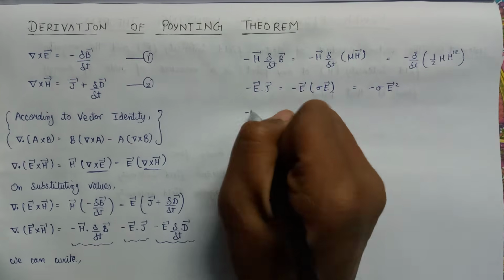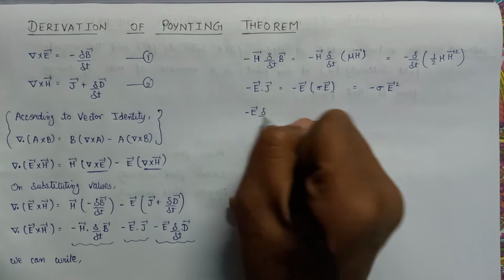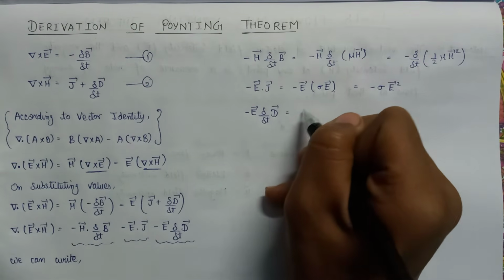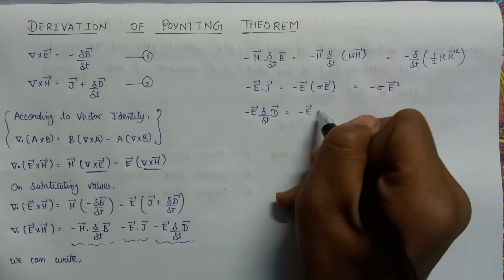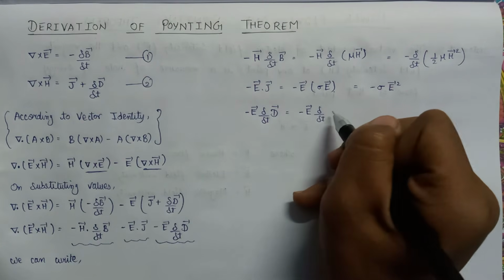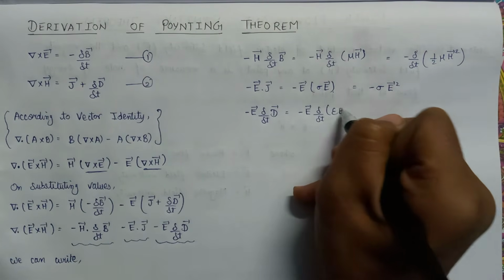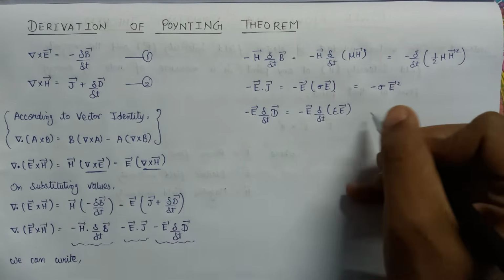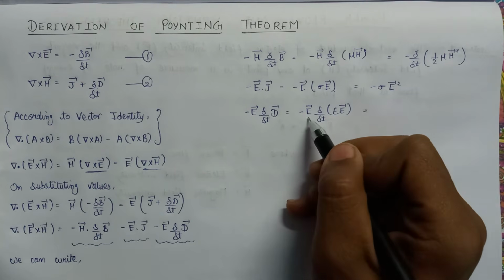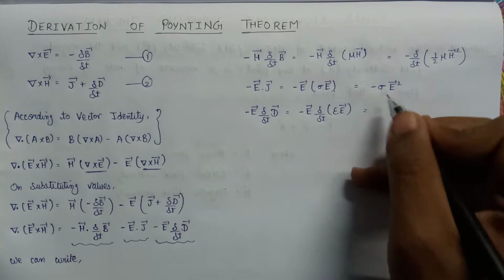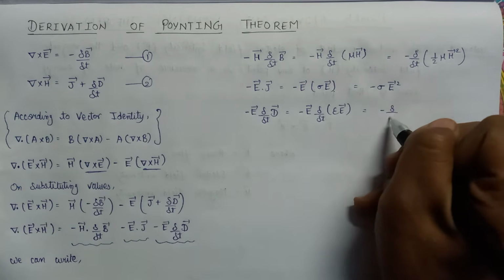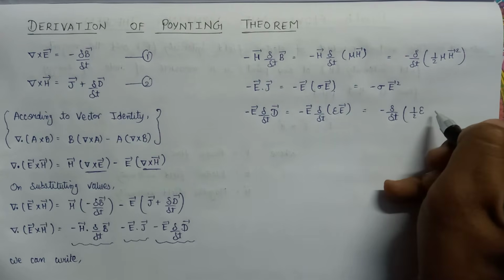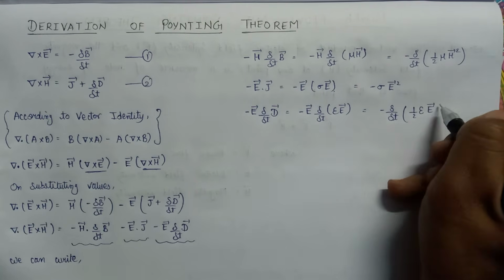So minus of E del over del T of D, that can also be represented as minus of E del over del T of epsilon into E, because D is nothing but epsilon E, that's why we have written here. And if we take this E before this del over del T, then it will become minus of del over del T into half of epsilon into E to the power 2.